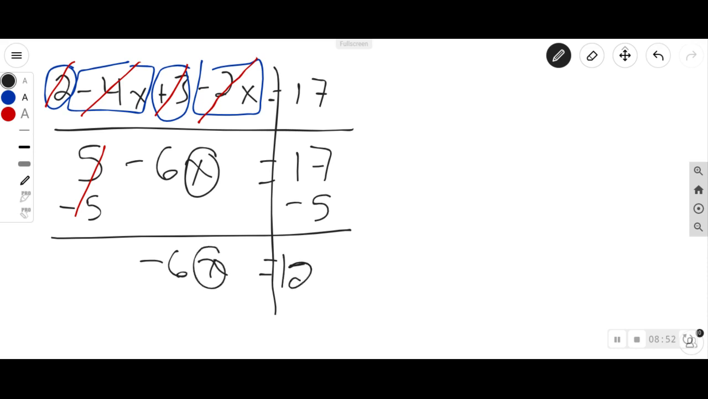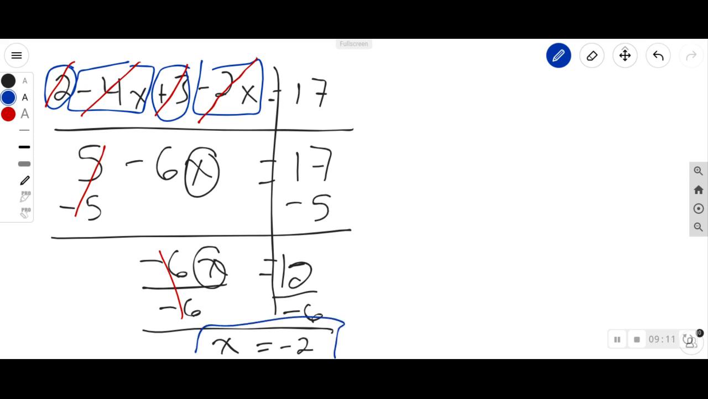Now my last step is to get rid of that negative 6, so I'm going to divide by negative 6. That's our opposite operation. So the negative 6's are gone. So that means that x equals negative 2. So there's our answer. Now I want to do my check.